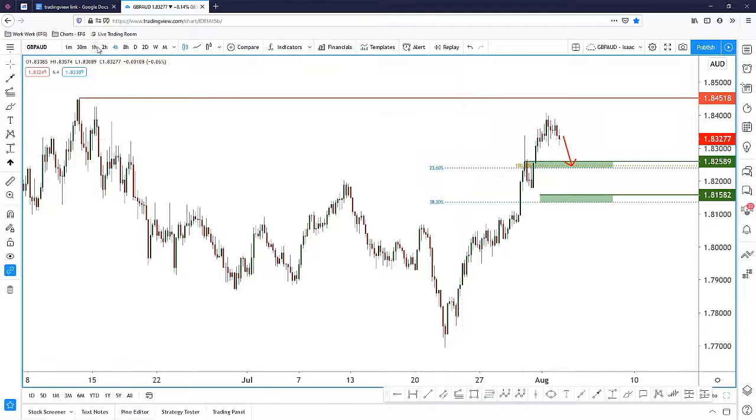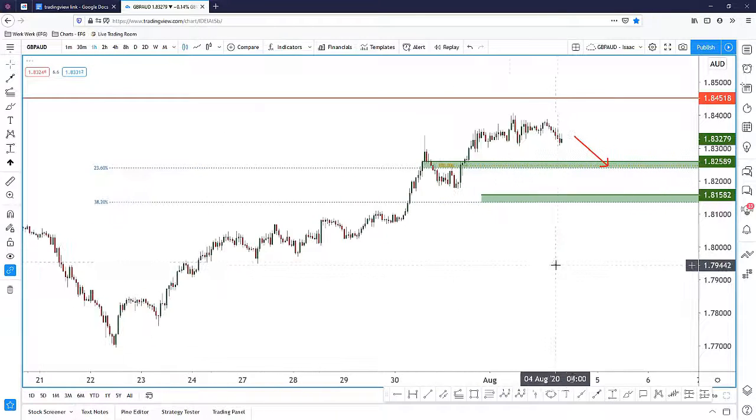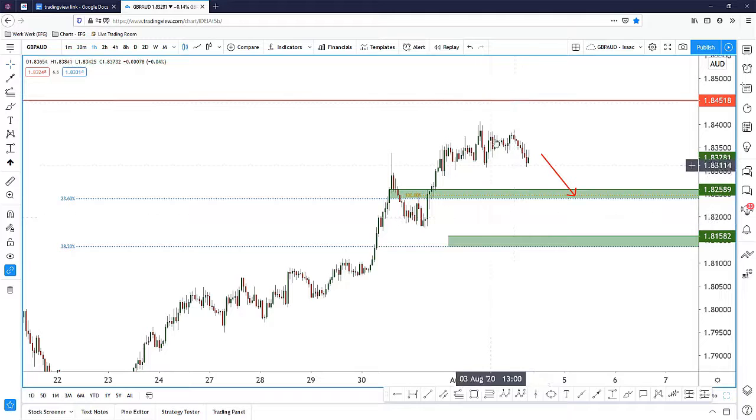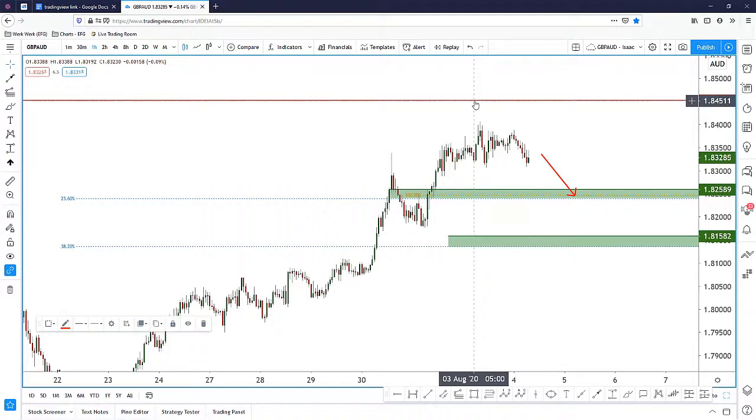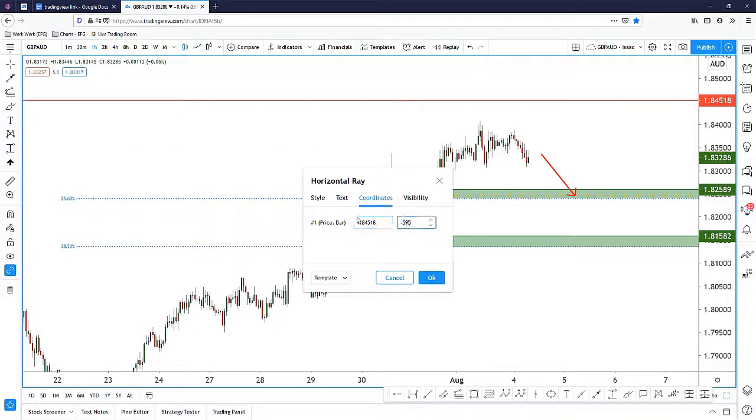So very quickly, let's go down to the 1 hour. So the 1 hour, this is what we have. I can ignore this line for now, but let me just tidy it up since it's there.